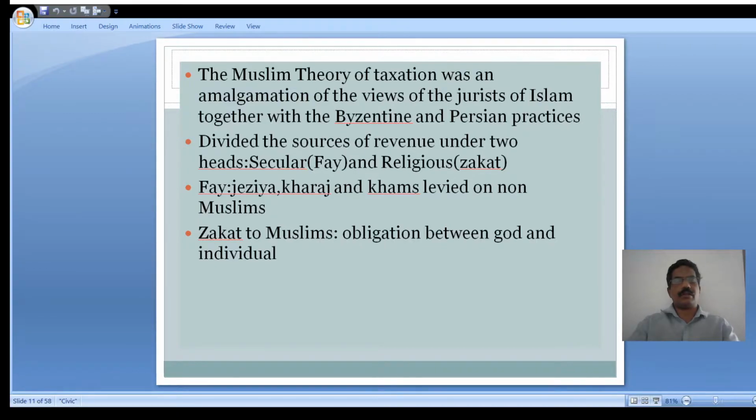Under the secular tax, another important one we notice is karaj. Karaj was a type of land tax, a very important revenue source, and it was mainly imposed on the non-Muslim community. Kham means spoils of the war, the war booty collected or large number of products confiscated from the defeated rulers. So the spoils of the war are known as kham.